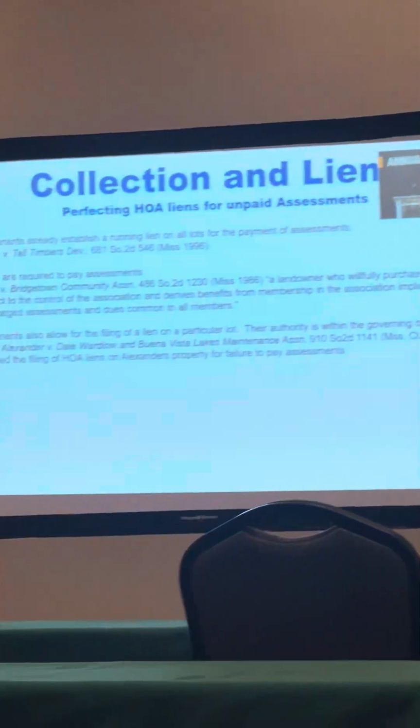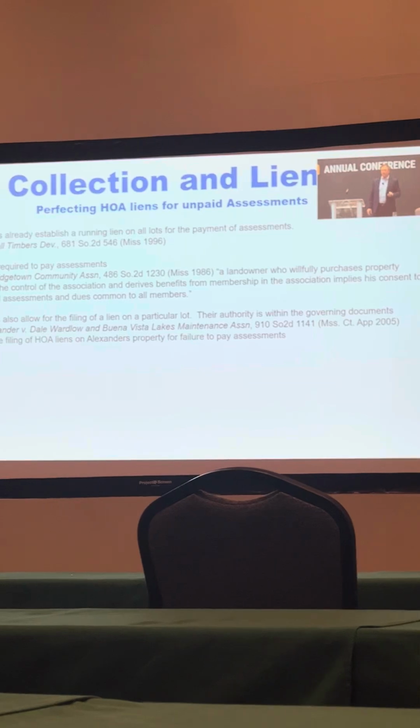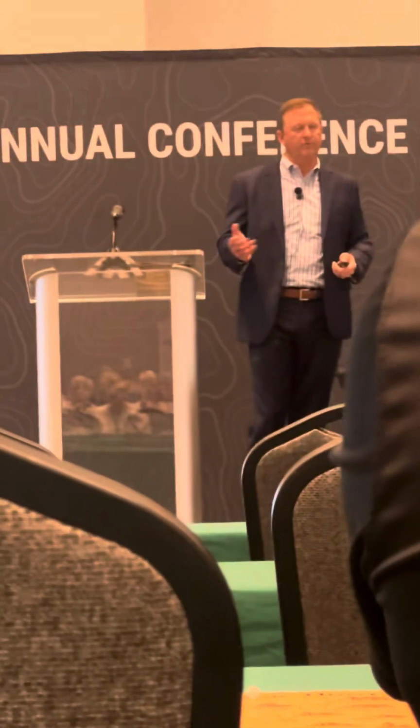Most covenants allow for filing of liens on a particular lot. Alexander v. Wayne Vista. Wayne Vista's had some litigation. In this case, the court did affirm, which we all do, it's been going on for years, the ability of associations to file liens on a particular lot. And we encourage this, okay? I think from an abstractor's point of view, they would love to see an actual lien on that lot that's enrolled in the Chancery Court.